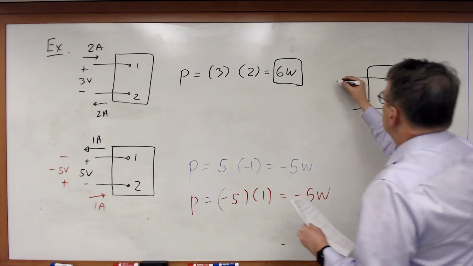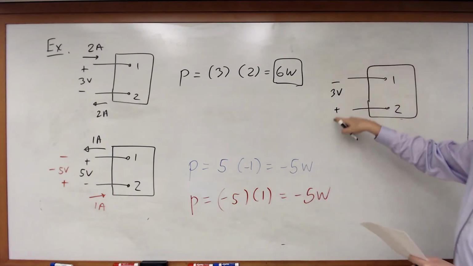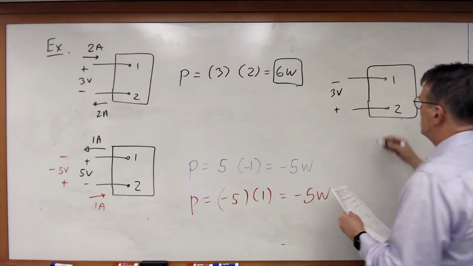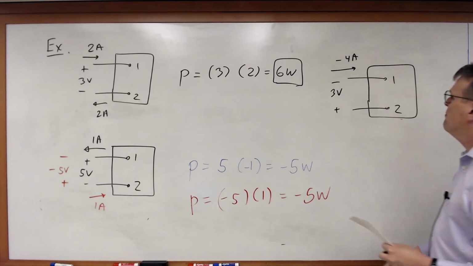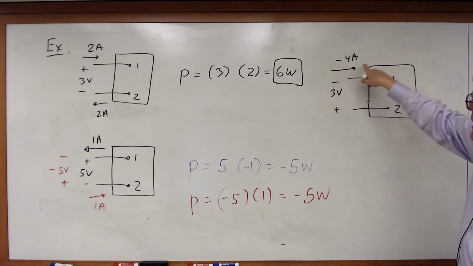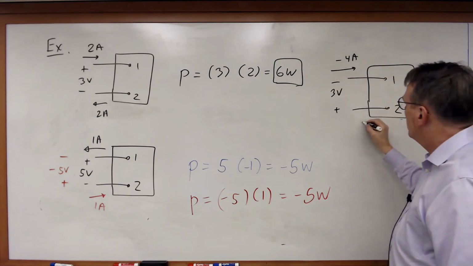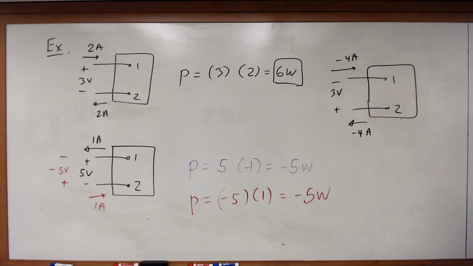Let's say in this case, I've got 3 volts, negative to positive between terminals 1 and 2. And minus 4 amps flowing into the negative terminal. Okay? How do we use the PSC for this? Well, if I've got minus 4 going into the negative terminal, that means I need to have minus 4 amps flowing out of the positive terminal. What goes in must come out.